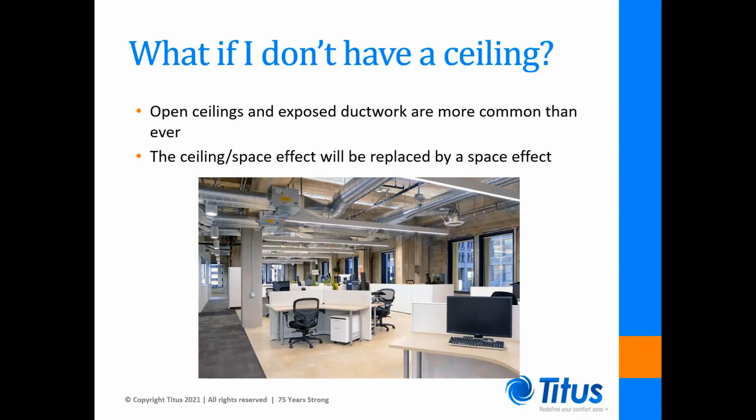So what do I do if I want to select a product for a project with no ceiling? Open ceilings and exposed ductwork are more popular than ever. Most manufacturers have selection software that allows custom attenuation files to be created. For a project with no ceiling, the ceiling space effect will need to be replaced by a space effect. So how do we calculate a space effect?